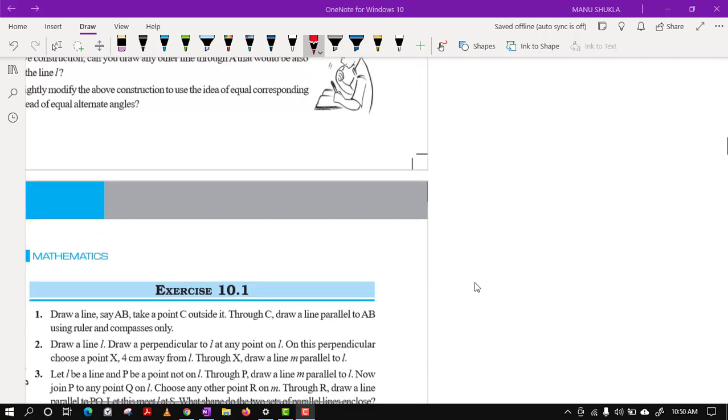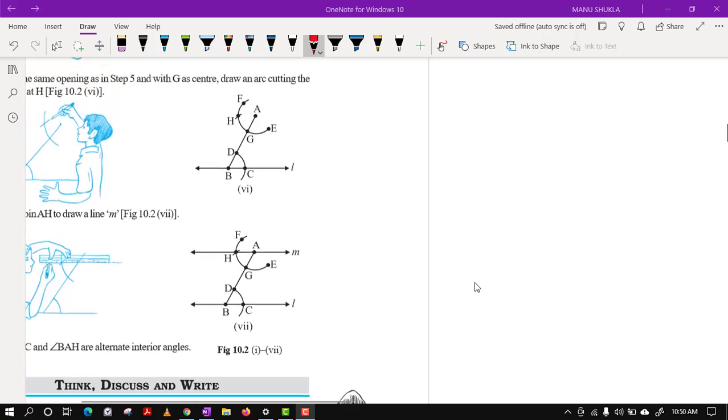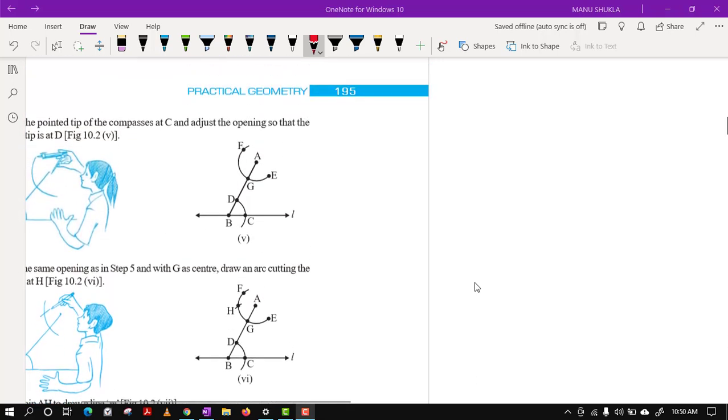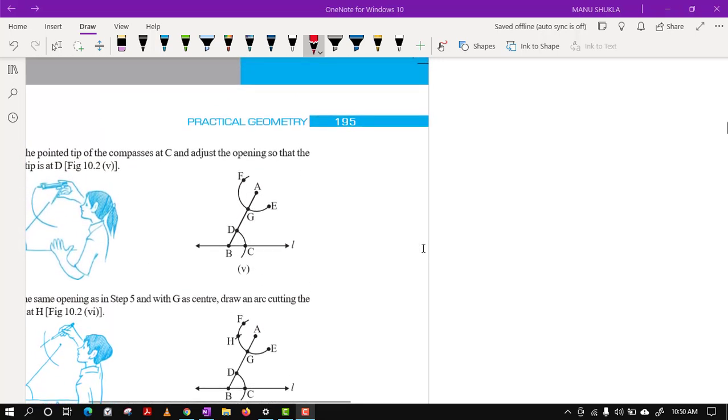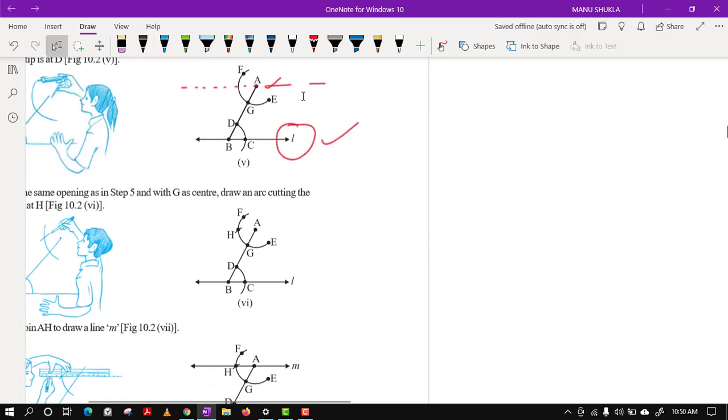Good morning, everyone. In the last class, we discussed all about the concepts of how to draw a line. If a line is given to you and a point is given to you, then how will you draw a line passing through the given point and parallel to the given line? Based on that, we have these questions of exercise.